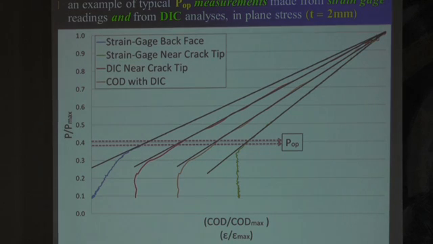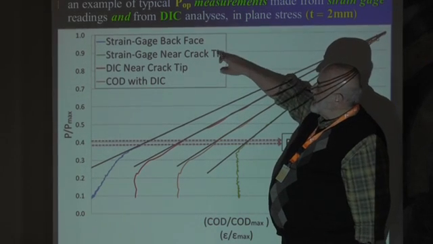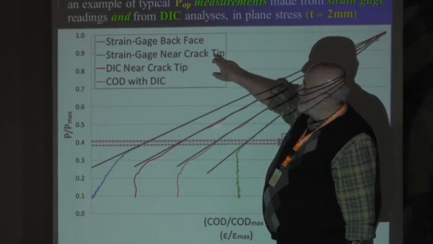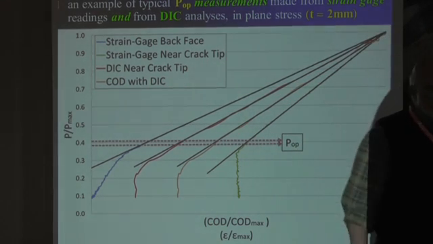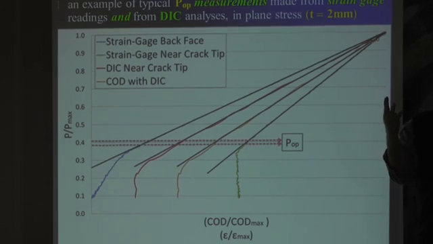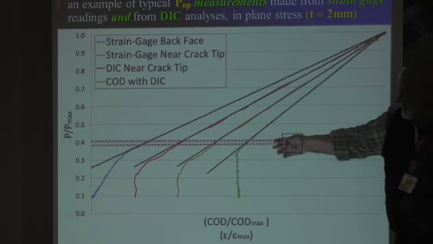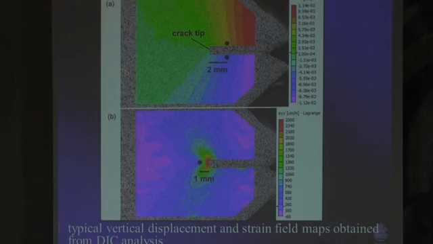Those are the results we got. 4 types of measurements. Measurements based on strain gauge in back face, strain gauge near the crack tip, DIC near the crack tip, and COD using the DIC. Look, the opening load we measured by 4 completely independent systems within the dispersion of the experimental techniques.